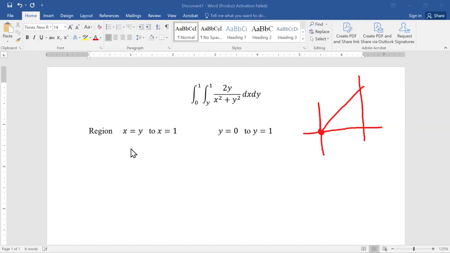So how would I integrate the other way? Well, again, this is kind of going from x value of y to x value of 1. That's left to right. What if I go from bottom up? Well, that's a y value of 0 to a y value of x.